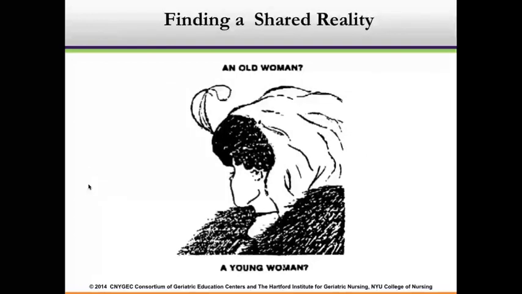So look at this slide, and I want you to see, what do you see first? Do you see an old woman or do you see a young woman? And whichever one you see first, then try to look at the picture and see the other one. So I'll give you a few seconds to look this over, see what you find, and I will tell you that this is one of those dual pictures. Both the old woman and the young woman are in this picture.